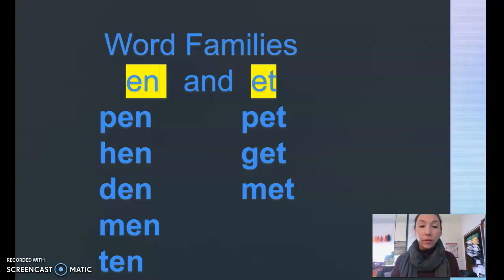We're going to work on word families N and Et in the story. P, E, N, pen. H, E, N, hen. D, E, N, den. M, E, N, men. T, E, N, ten. Et family. P, et, pet. G, et, get. M, et, met.